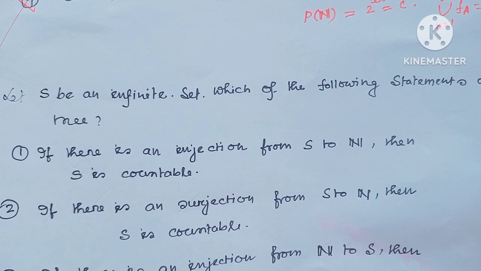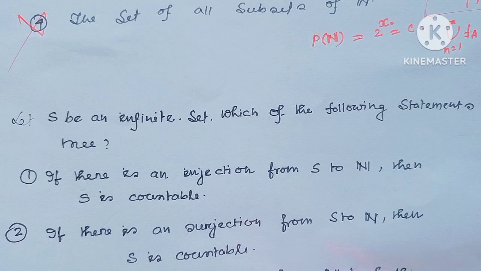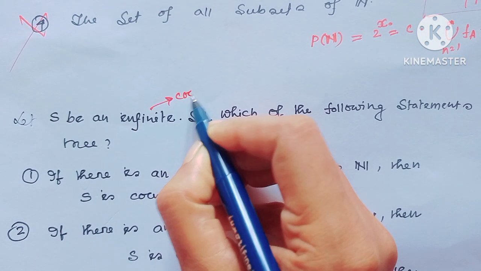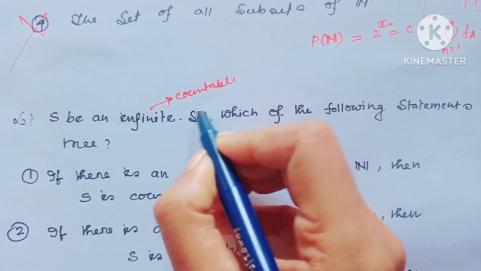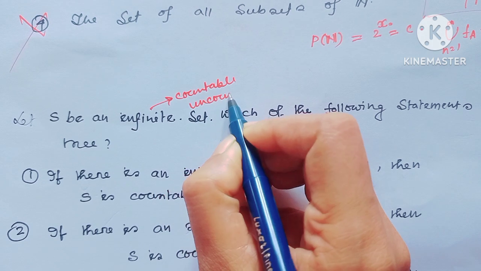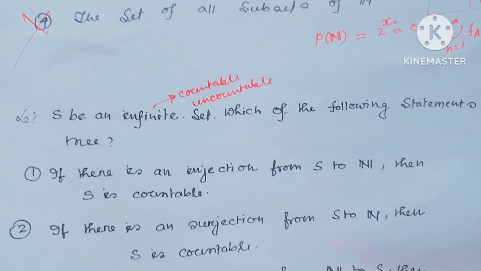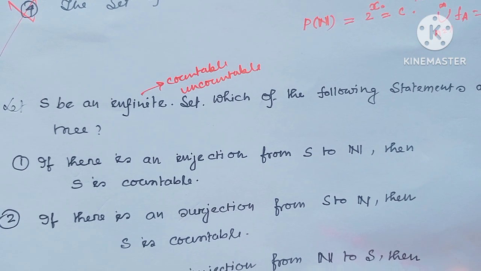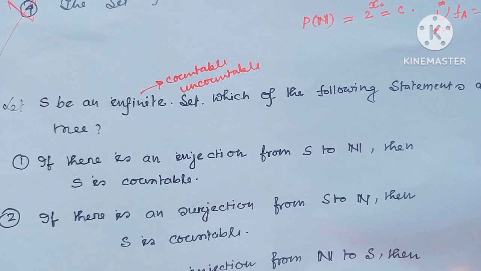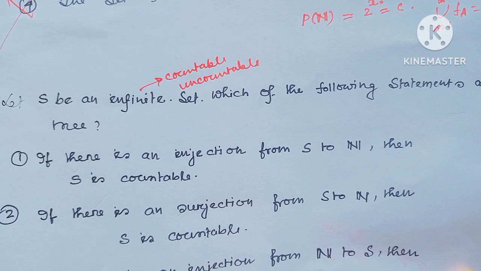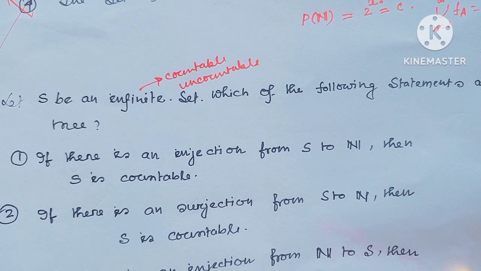Okay, next example. This is also a very easy type but very conceptual. Here capital S is an infinite set. That means S can be countable or uncountable, because infinite means it may be countable or it may be uncountable. Then which of the following statements are true? Option 1. If there is an injection from S to the natural numbers, then S is countable. Is it possible?